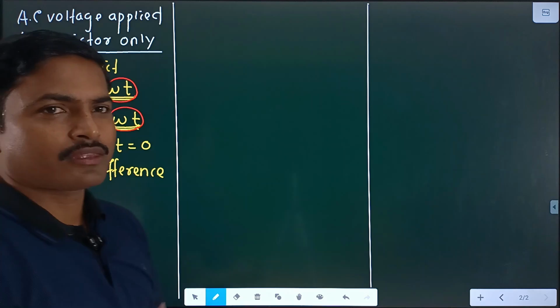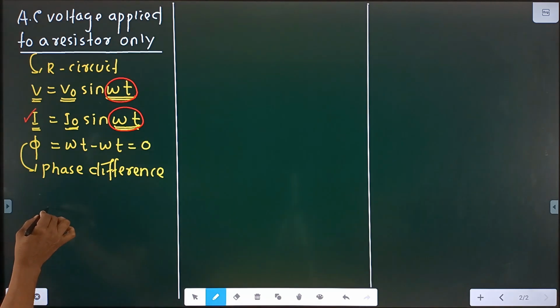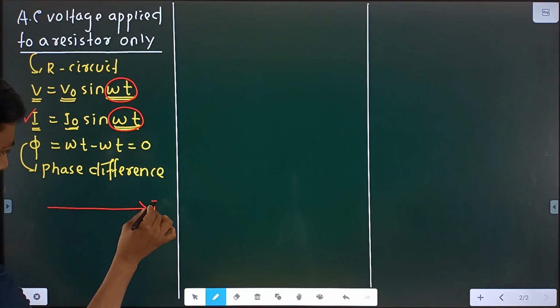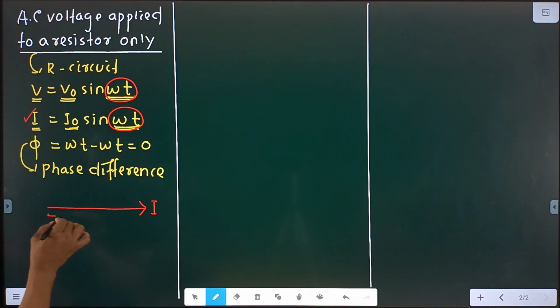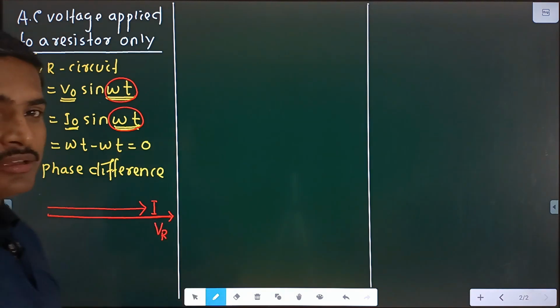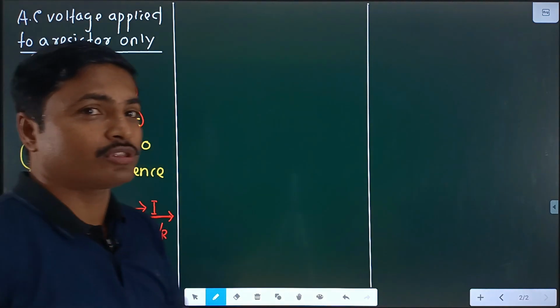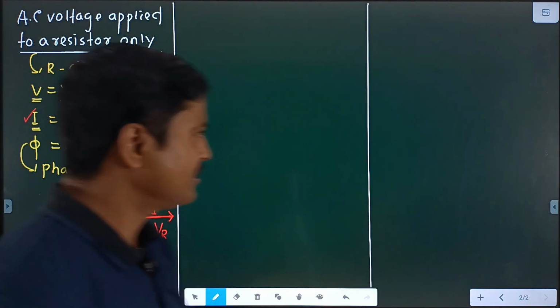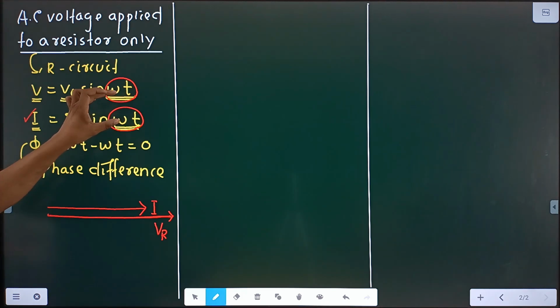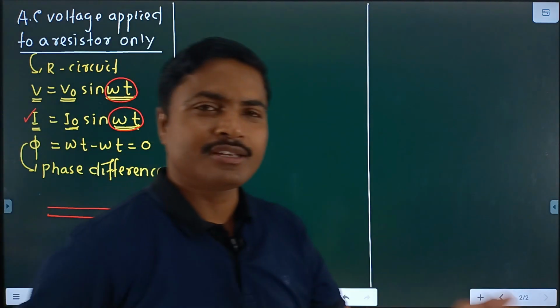Suppose we take the current phasor. This one is the current phasor, for which we write I, and this is also the voltage phasor. For the voltage phasor, we write VR. R means the R circuit or resistor circuit. That means here the current phasor and voltage phasor are both in the same direction. Why? Because the phase difference between voltage and current is 0. That is 0 means both are in the same phase. In case of the R circuit, your voltage and current are both in the same phase. Same phase means the phase difference is 0, which means the current phasor and voltage phasor are both in the same direction.